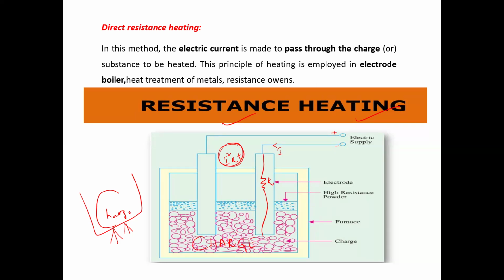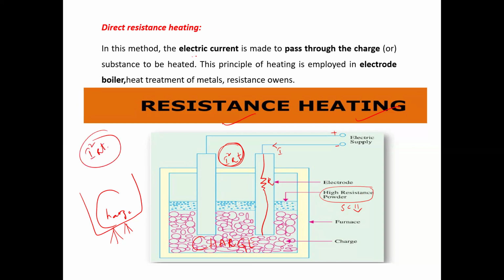We can have some electrodes. These two are electrodes. And we can have some powder also. What's this powder? High resistance powder, in order to reduce short circuits. I may scatter some powder like this. Directly I can heat this particular charge. That type of heating may be called direct resistance heating. Only one thing you have to write here is I squared R T.